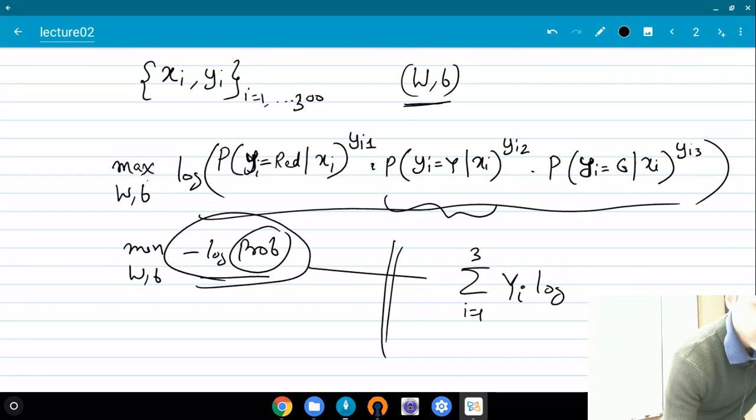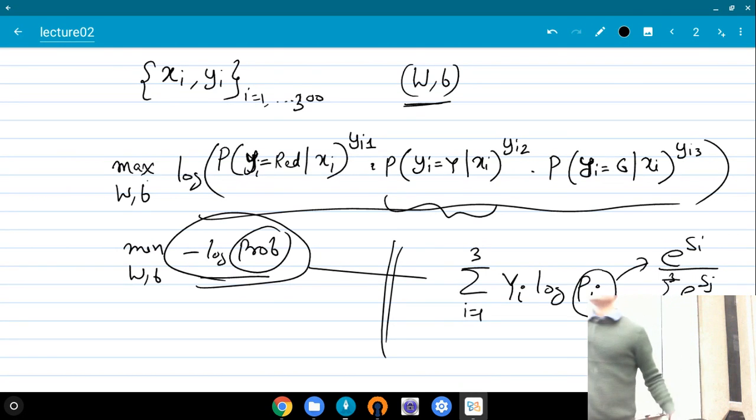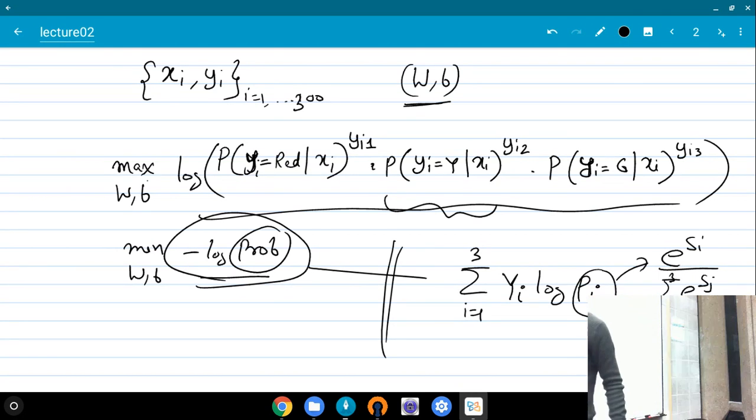my prediction. Let's call it pi. pi is nothing but e to the power si divided by the sum over j equal to 1 to 3 of e to the power sj. Given the score, I do this transformation. I'm just calling the results p's, and this is the cross entropy loss function.